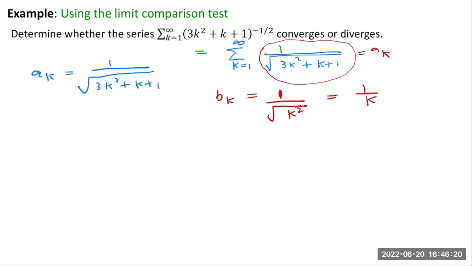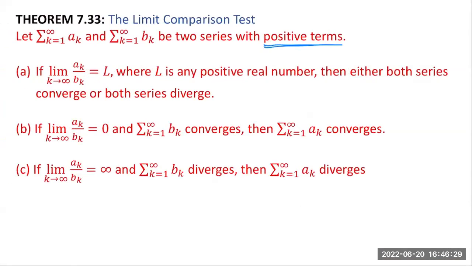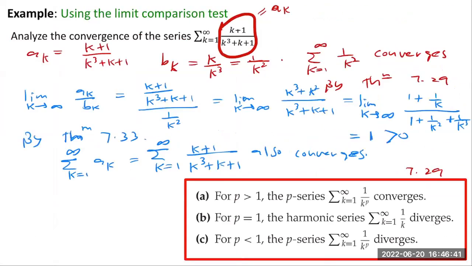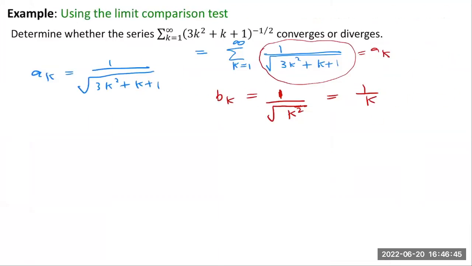Okay. You will be finding the limit as k goes to infinity of AK over BK now, in order to apply this theorem. Okay. To apply theorem 7.33, the limit comparison test, you need to find this ratio, right? In each case, you need to find this ratio. Let's find this ratio, AK over BK. I mean the limit of this ratio, pardon me. All right. Limit.